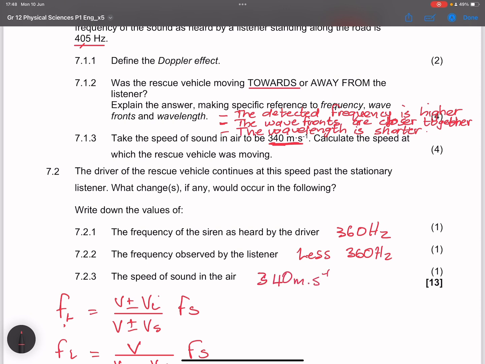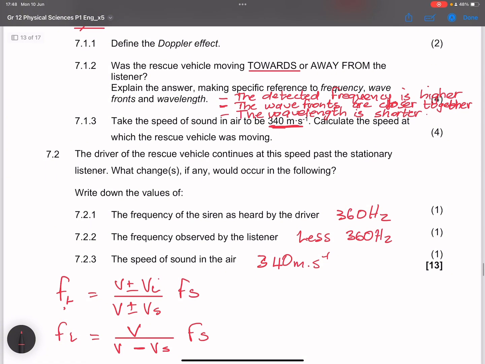Right, so that is how we're going to explain that. And essentially, ladies and gents, that brings us to the end of this question. 13 marks in the bag, and I know that you would get it absolutely correct. All right, let's go to the next question.